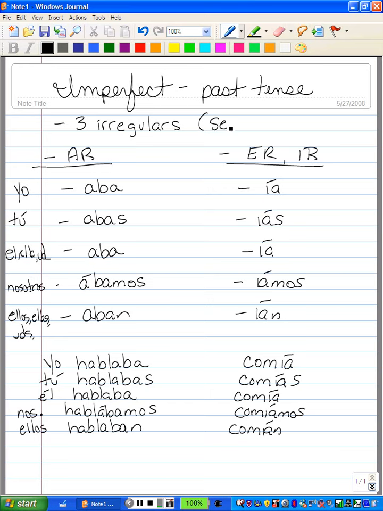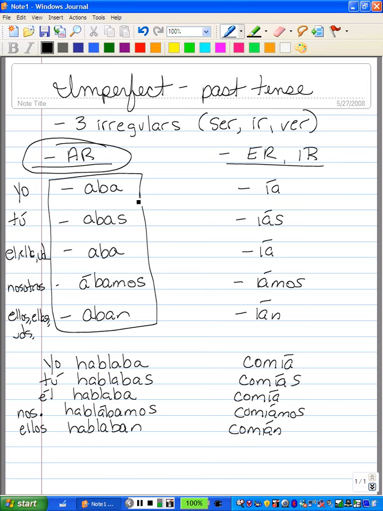The 3 irregulars in Spanish are ser, ir, and ver. So that means that any verb in Spanish that ends in the letters AR, you're going to use these endings right here. There are 0 stem changes in the imperfect tense. Even if it stem changes in the present tense or in the preterite tense, it does not stem change in the imperfect. For example, the verb almorzar, to have lunch, is an O to UE, but in the imperfect, it doesn't do that.